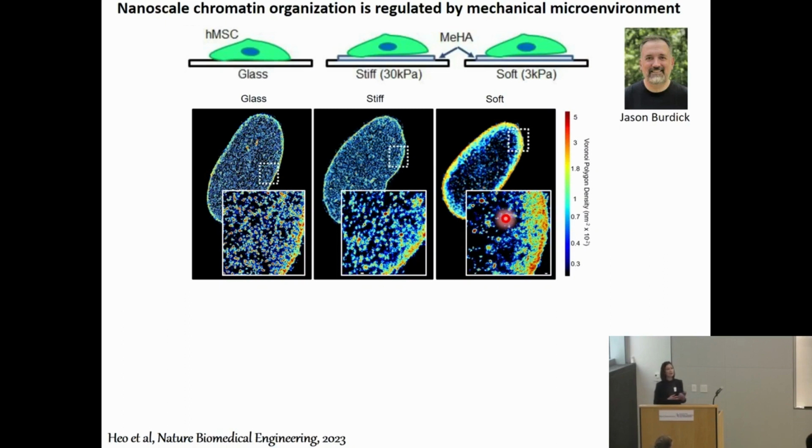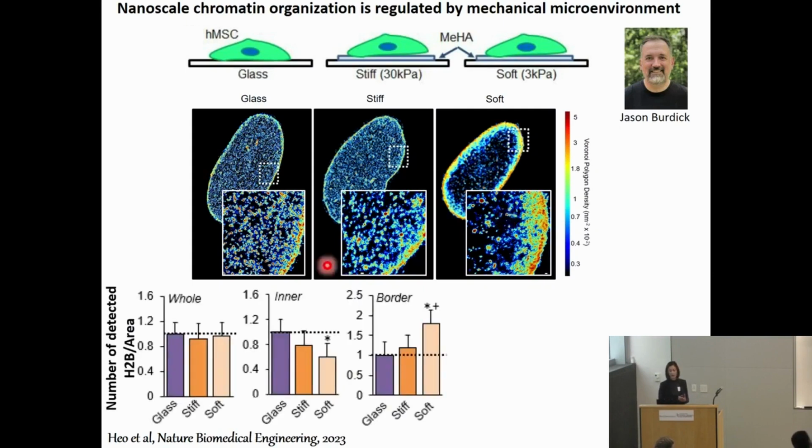And I'm not just showing you a couple of cherry-picked examples. This is very robust, and we can quantify it. What I'm showing you here is the total amount of chromatin in the entire nucleus. So just looking at the signal coming from the entire nucleus. And that signal doesn't change, right? So we are visualizing the same amount of chromatin under the different conditions. But if we look at the chromatin at the nuclear interior, the amount of chromatin at the nuclear interior goes down on soft substrates. And in accordance, the amount of chromatin at the nuclear border goes up.